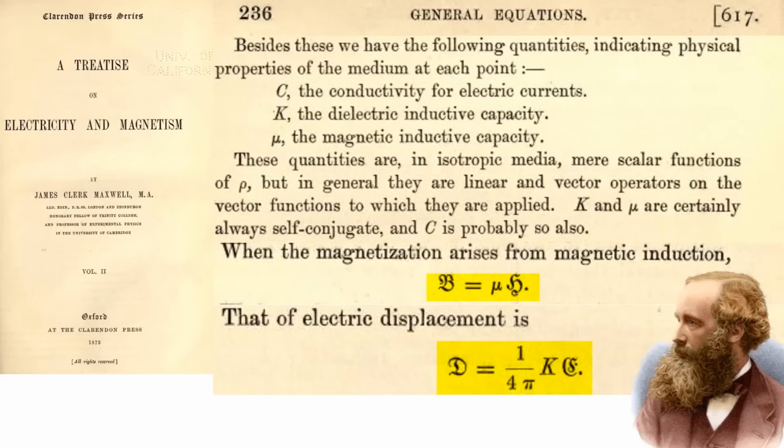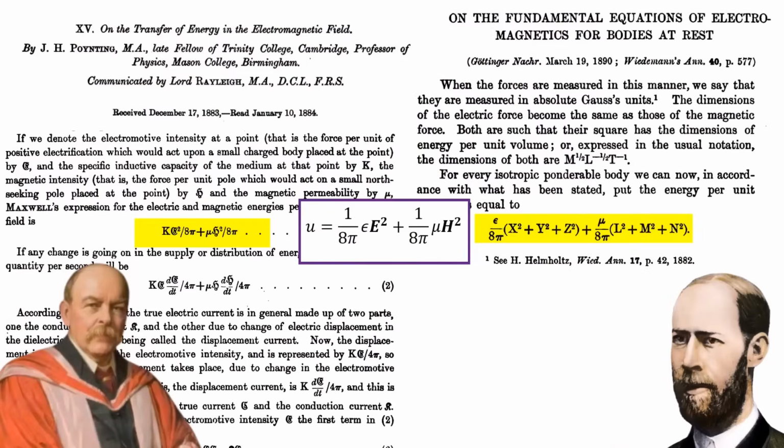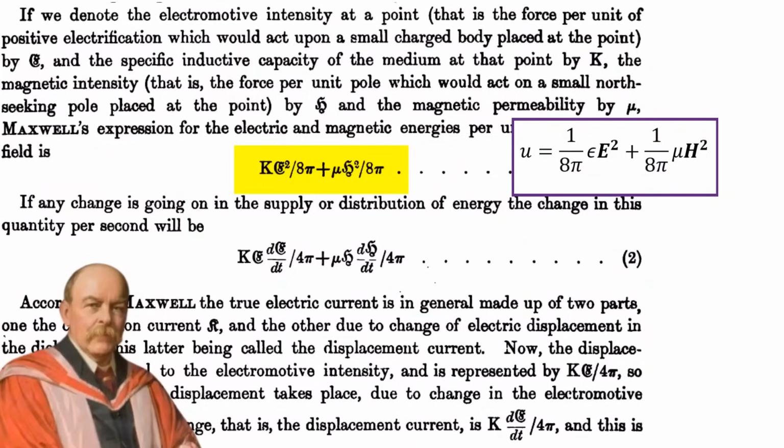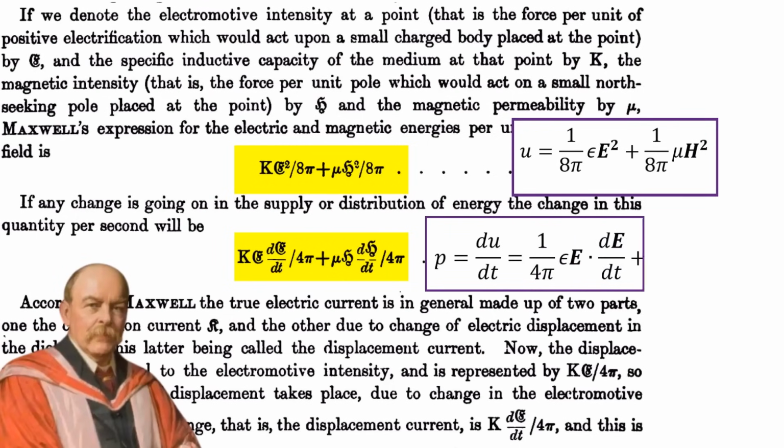Anyway, as B equals mu H, and Maxwell routinely replaced D with a constant times the electric field divided by 4 pi, Poynting and Hertz and others defined the total energy density to be 1/8 pi epsilon E squared plus 1/8 pi mu H squared. Poynting then derived his famous equation by starting with his version of Maxwell's equation for the energy per volume and then taking the time derivative to get the power per volume as 1 over 4 pi epsilon E dE/dt plus 1 over 4 pi mu H dH/dt.